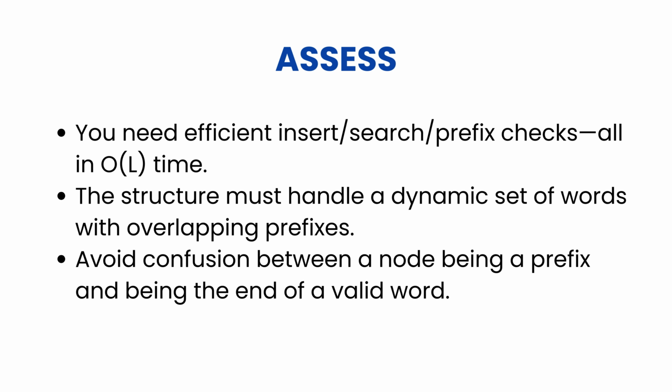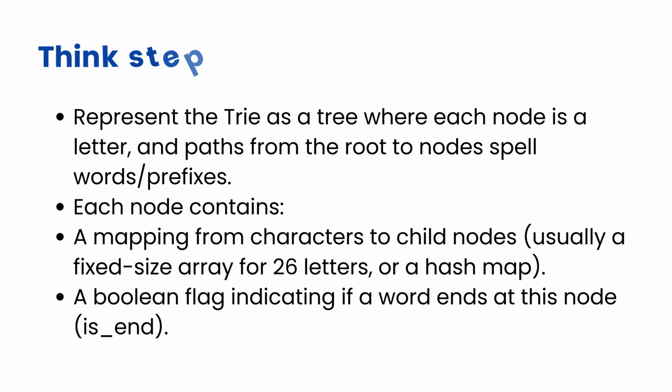The structure must handle a dynamic set of words with overlapping prefixes. Avoid confusion between a node being a prefix and being the end of a valid word. Think step by step. Represent the trie as a tree where each node is a letter, and paths from the root to nodes spell words/prefixes. Each node contains a mapping from characters to child nodes, usually a fixed size array for 26 letters, or a hash map. A Boolean flag, is_end, indicates if a word ends at this node.